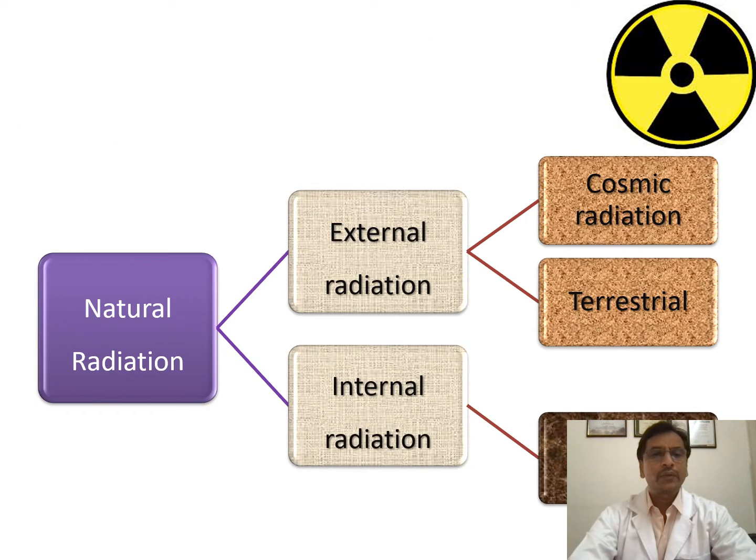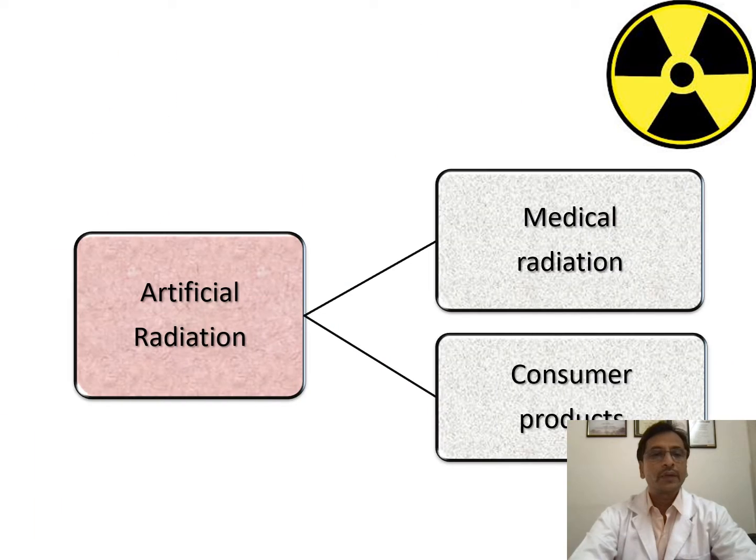The natural source of radiation is usually the cosmic radiation or ultraviolet radiation, and the terrestrial radiation that we are exposed to on the basis of the background radiation. Then we have the artificial radiation, which comes from the medical field as well as the consumer products wherein the radiation is used.